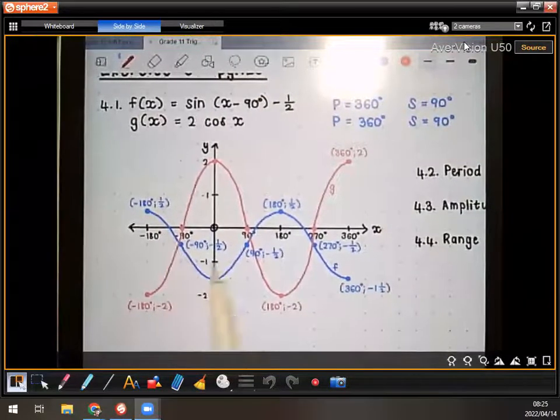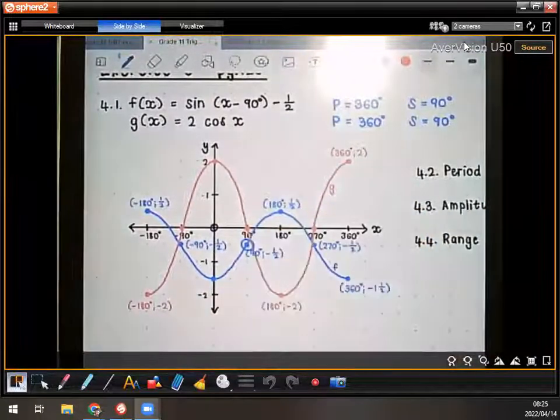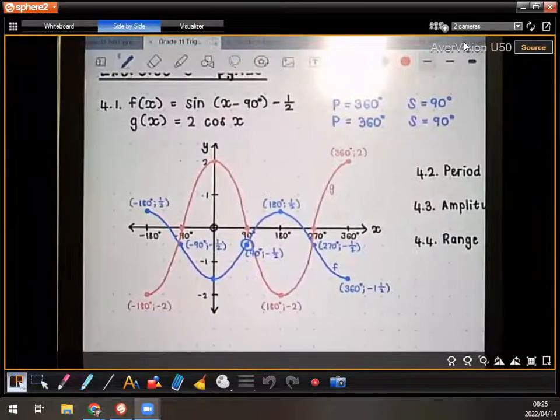Do we have that point on the graph here? There we go. All right, so that point is actually like the original starting point of the sine graph that has shifted 90 degrees to the right and half a unit down. Okay, so just circle that point there so that we know that that is the new starting point.